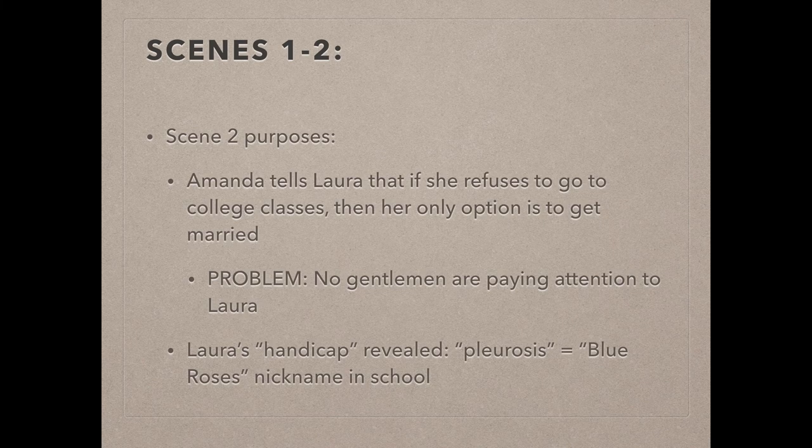And then also at the end of scene two, we discover the handicap that Laura actually has. She has a disease called pleurosis, which leads to her school nickname of Blue Roses, which we'll explain how that happens in a second. Everybody good there?